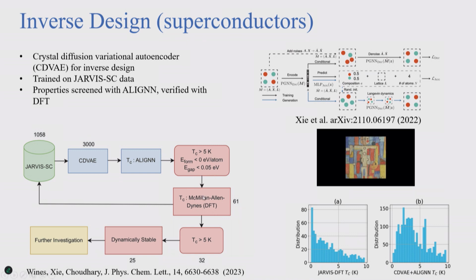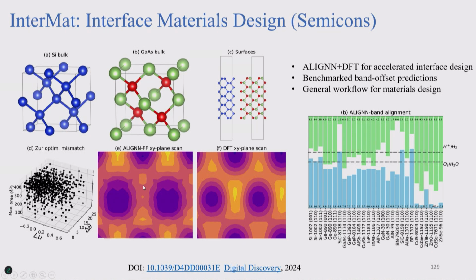And then we verified further with something called the Macmillan-Allen-Dynes formula using density functional theory, and we discovered some new thermodynamically and dynamically stable superconductors. Which is published in Journal of Physical Chemistry Letters by my postdoc Daniel Wines. Did fantastic work. So, this is fine. This can also be used for designing interfaces, which is a project called Intermat.